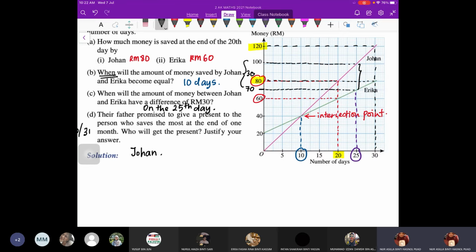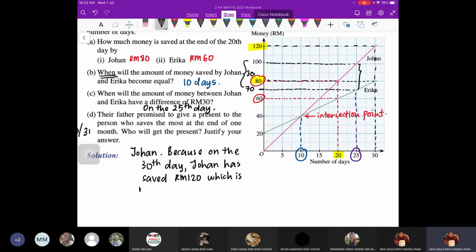Okay, Johan. Justify your answer. Because on the 30th day, Johan has saved 120 ringgit, which is more than Erica by apa beza banyak dia? 80 hingga 120 by 40 ringgit. Okay, maksudnya Johan ini dah menabung, dah dapat duit sebanyak 120 ringgit di mana adalah 40 ringgit lebih daripada Erica.